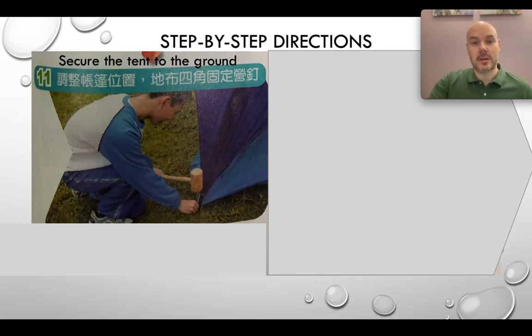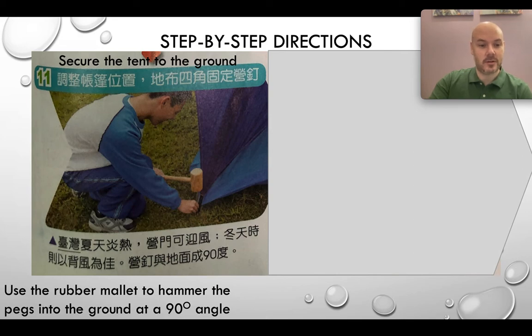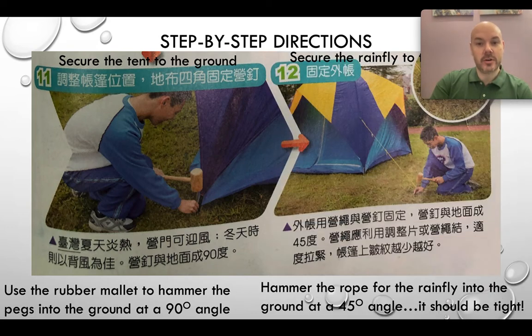After that, we need to keep the tent on the ground. If there's a large gust of wind or a big windstorm, we don't want our tent flying away. So we're going to secure the tent to the ground. As you can see here, using a wooden mallet or a rubber mallet, you're going to hammer the stakes into the ground. Now for the tent, you would hammer them at a 90-degree angle, so straight down.